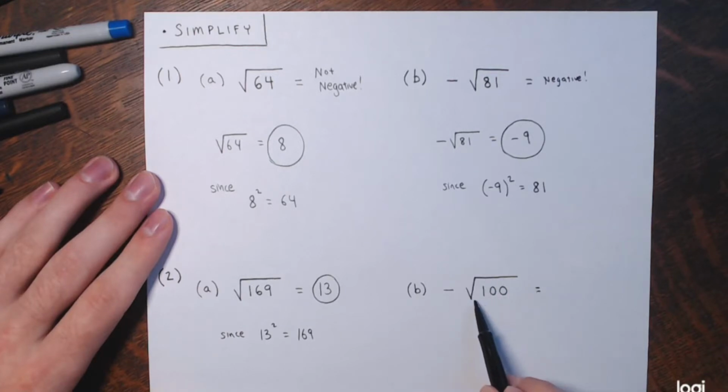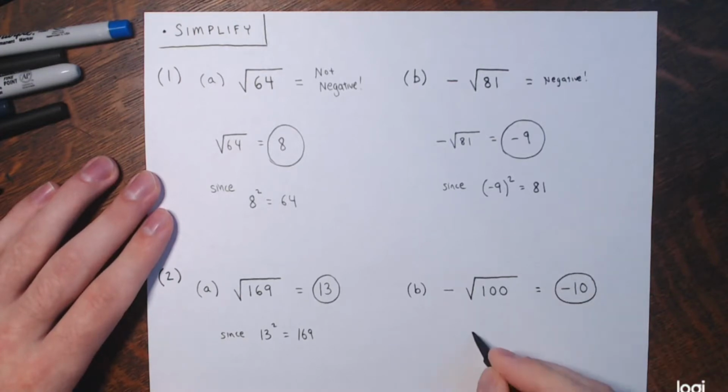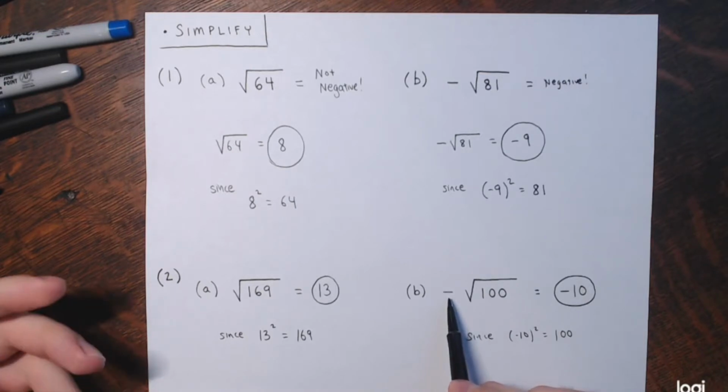Part B, they want the negative square root of 100. Well, remember, the positive square root of 100 is 10, since 10 squared is 100, so the negative square root of 100 is negative 10, since negative 10 to the second is positive 100. Great. So again, pay attention. Do they want the positive square root or negative square root? It's very easy to see, because they'll want the positive one if they don't have the negative sign in front of it.